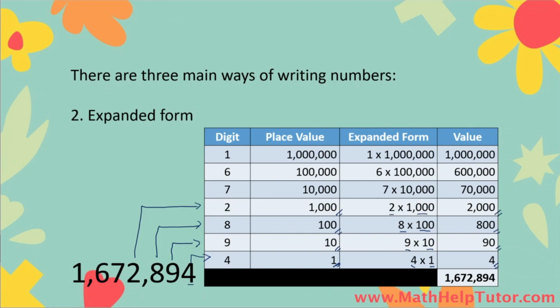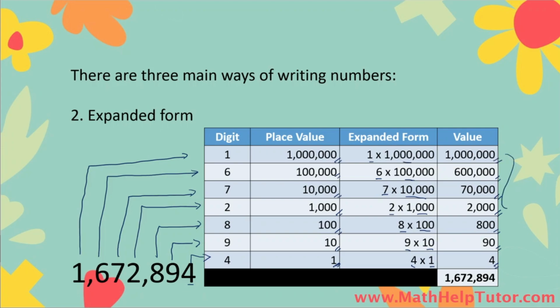Next, we have the digit 7, which is in the 10,000s place, and we multiply the digit by the place value, giving us a value of 70,000. Next is we have the digit 6, which is in the 100,000s place, and the place value is 100,000. So multiplying the digit by the place value gives us a value of 600,000. And last is the digit 1, which is in the millions place and has a place value of 1 million. So multiplying the digit by the place value gives us a value of 1 million.